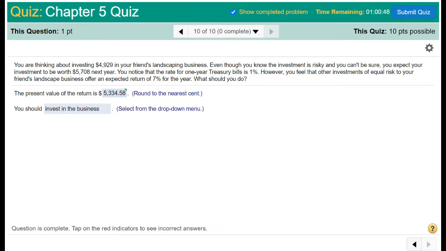Anybody? Can somebody help me here? 15.8. Right. Is that greater than the 7% you expect to return? Yeah, that's what it means. And here's another one for you. If you take this number, 4,929, and you take the future value of it for 1 year at 7%, it'll be less than this. Way less. So of course you should invest in the business. Okay? Yeah, I got it.